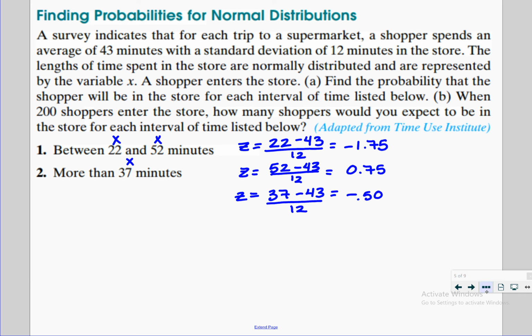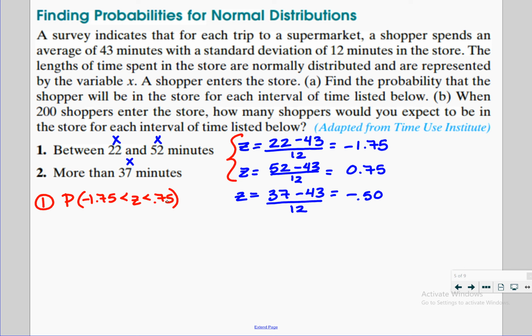Okay. All right, so now let's go ahead and write what we're actually calculating here. For the first problem, we're trying to figure out what's the probability that someone will be there between 22 and 52 minutes. Or what's the probability that they will have a z-score that corresponds to those 2 numbers, which in this case was negative 1.75 to 0.75.